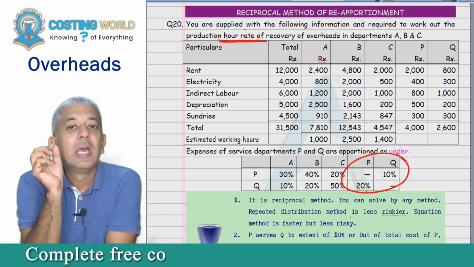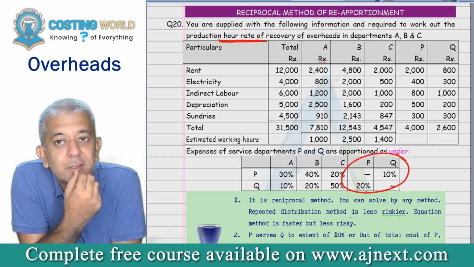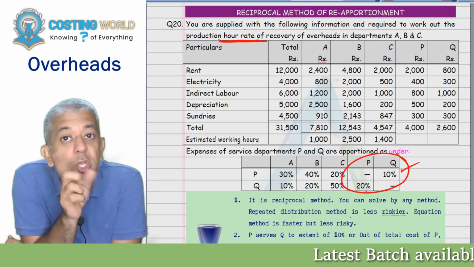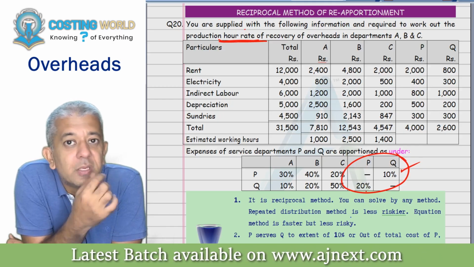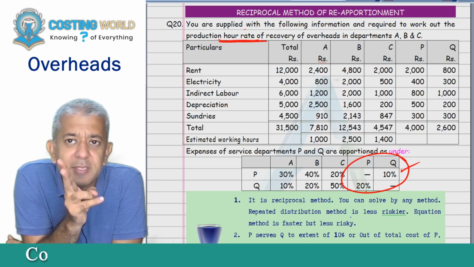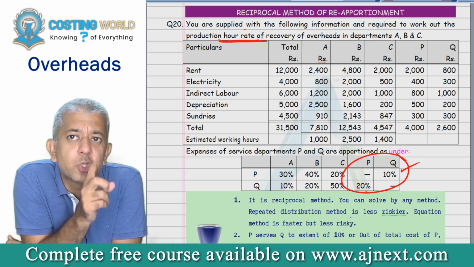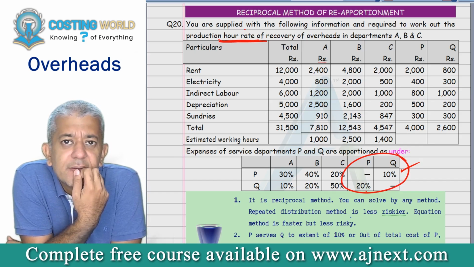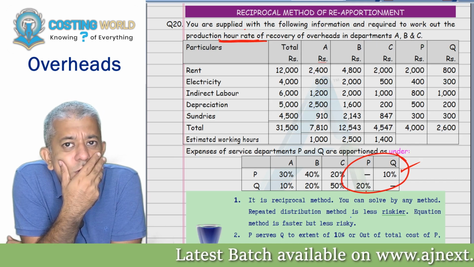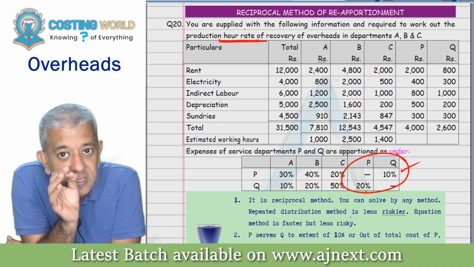Okay. Tell me, P gives how much cost to Q? 10%. Next line. Q gets how much cost from P? 10%. It is the same sentence, no? Yes. Okay. Q gives how much to P? 20%. P gets how much from Q? 20%. Okay. Now I'm saying exactly the same thing, but in some other way.